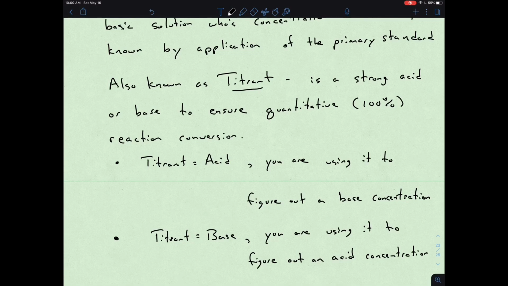So that's the idea of the titrant. It's really this standardized solution. We know its concentration already because of the primary standard that we've used to figure that out. And then we use this titrant to figure out an unknown concentration of the opposite player. So if our titrant's an acid, we're figuring out a base. If our titrant's a base, we're trying to figure out an acid.